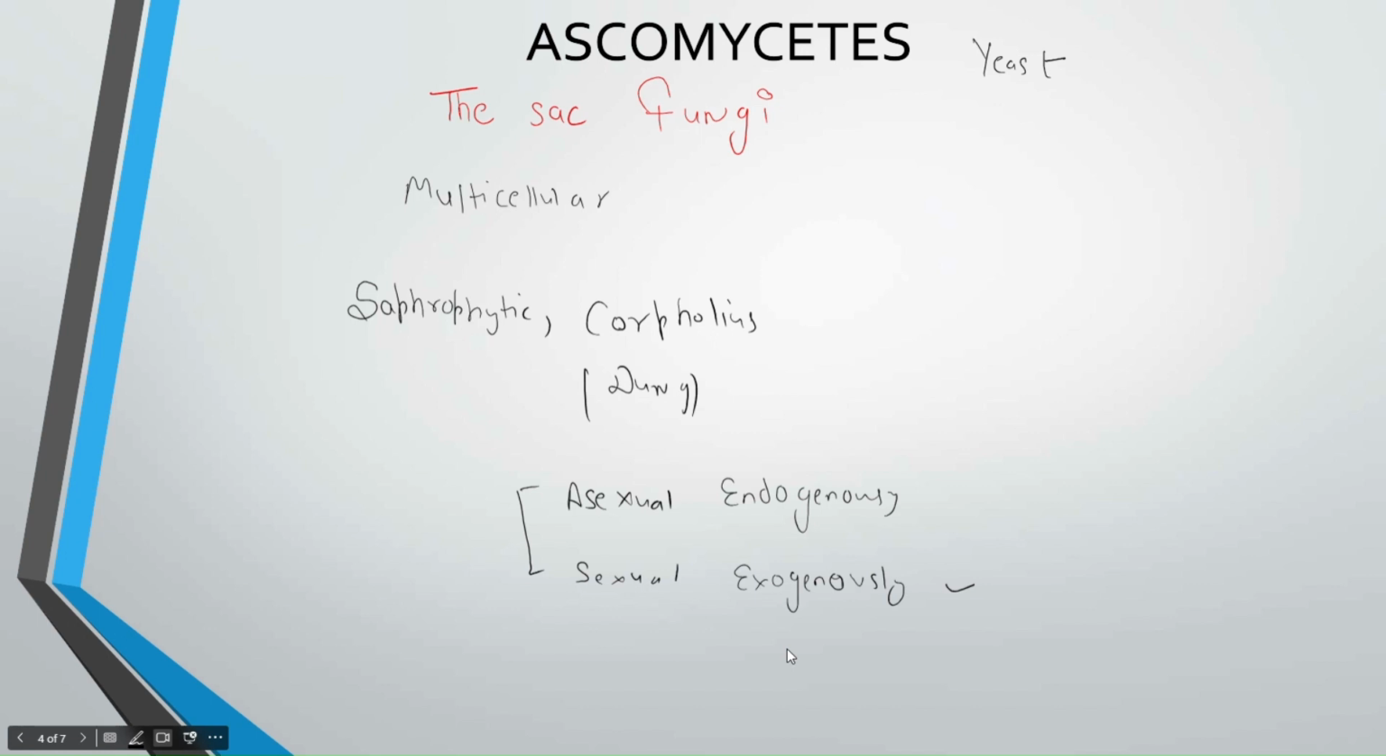Now I'm going to talk about asexual spores. These are conidiophores, and sexual spores are ascospores. Fruiting bodies are ascocarps which produce ascospores. Now we are going to study the examples.